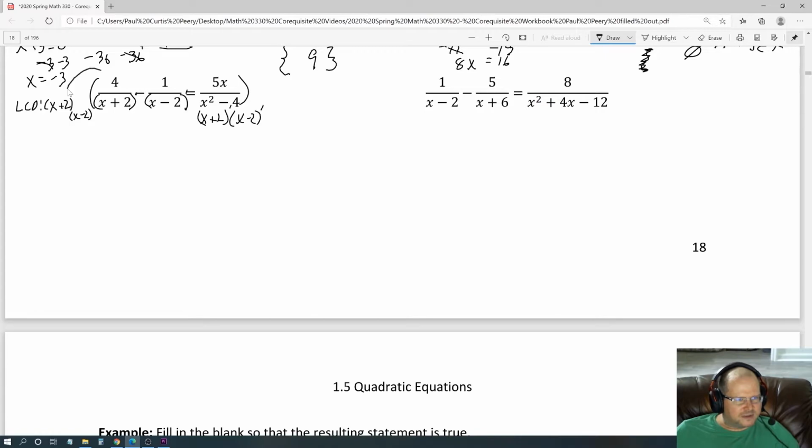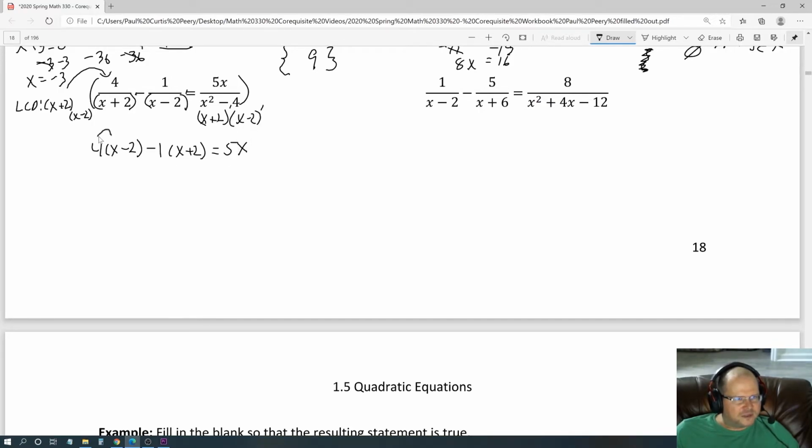I know this is really messy. Okay, so we keep the 4, but the x plus 2 cancels out because I'm multiplying by the LCD, leaving me the x minus 2. Then minus 1, but the x minus 2 is going to cancel out on this one because that's in the denominator, leaving me the x plus 2. Okay, then I have the 5x on top, but because the denominator x plus 2 and x minus 2 is on the bottom, they cancel out, and you're only left with a numerator of 5x.